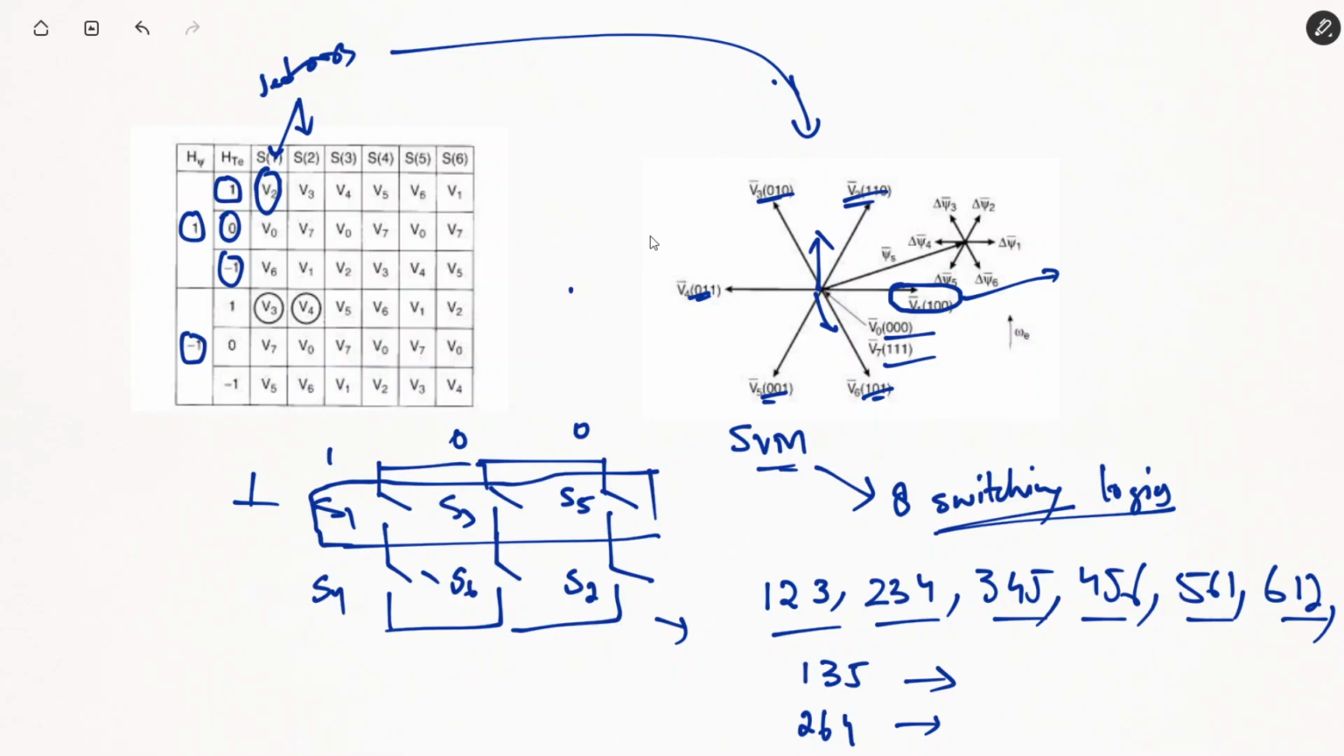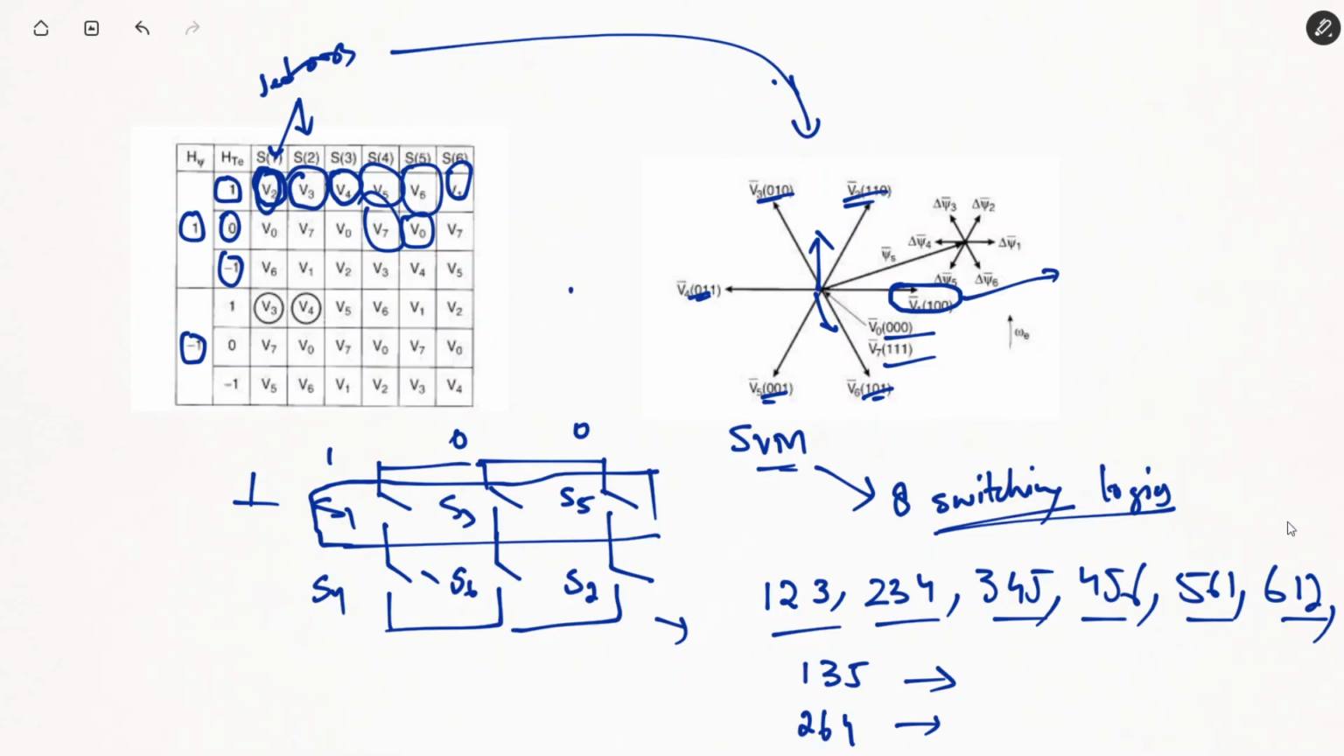Fine. Depending upon that sector selection and depending upon the magnitude of H psi and HT, we can now determine whether our output is V2, V3, V4, V5, V6, V1, or V0 or V7. Okay. So we now have 8 switching states: V0, V1, V2, V3, V4, V5, V6, and V7.